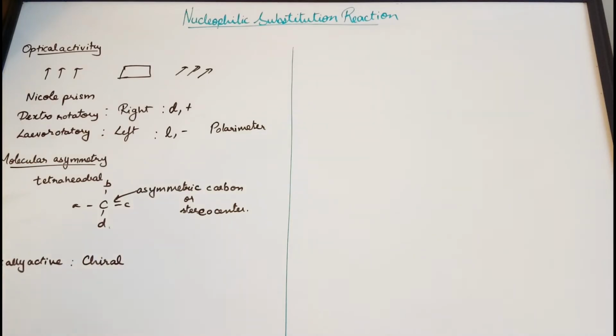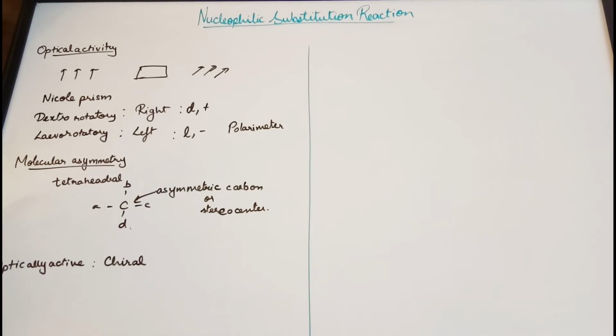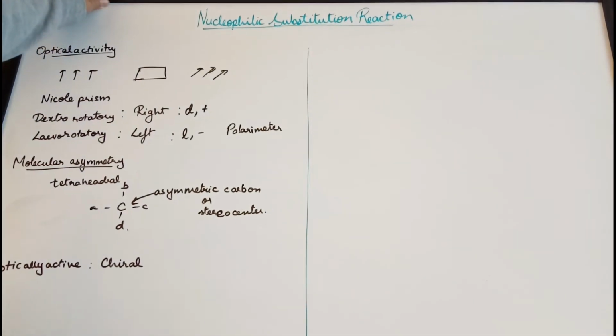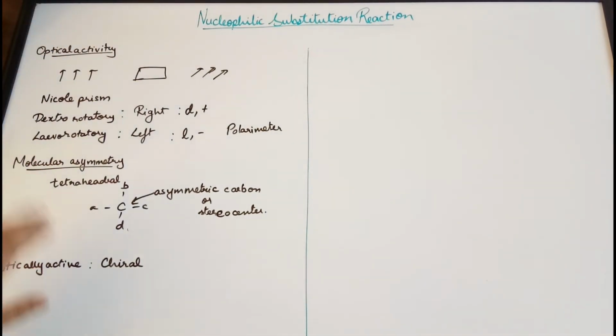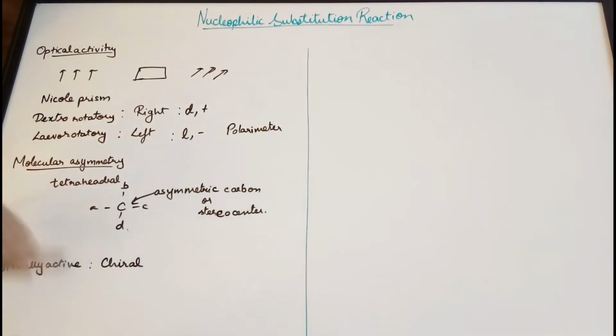An optically active compound is also referred to as a chiral compound. Whichever has a superimposable mirror image is considered to be achiral, and it will be optically inactive, and it will not have an asymmetric carbon. So if the carbon atom is not bound to 4 different groups, and if it has superimposable mirror images, then it's going to be optically inactive and achiral.